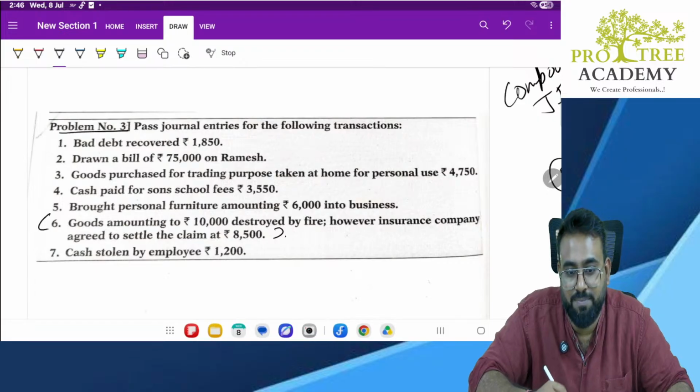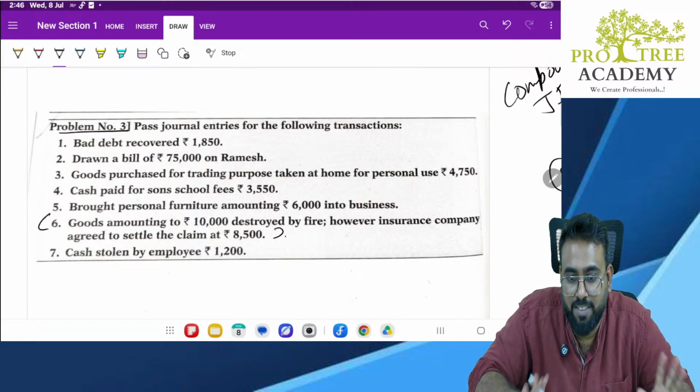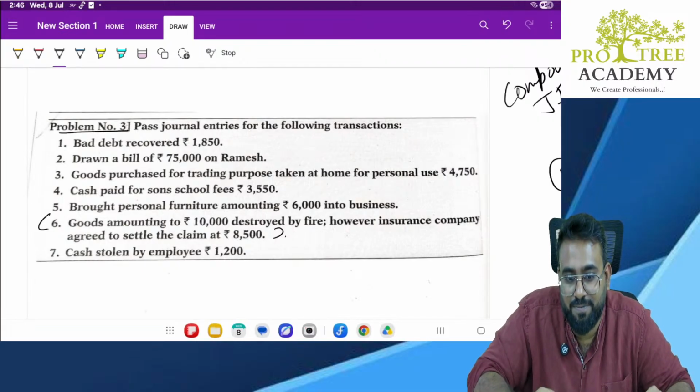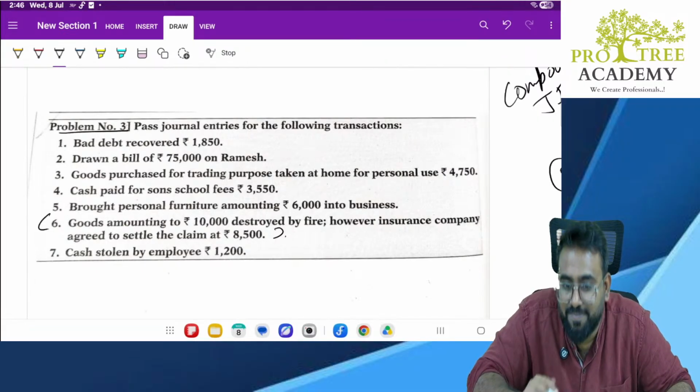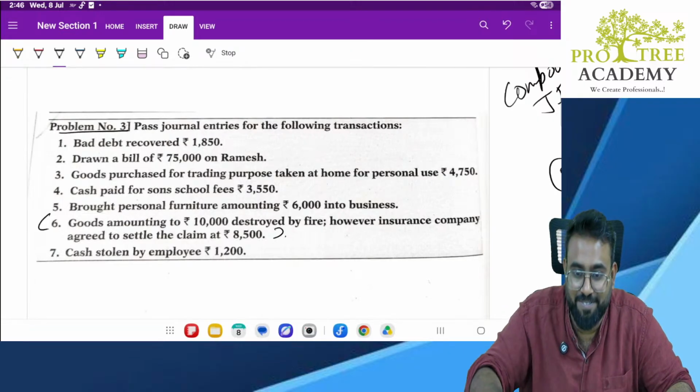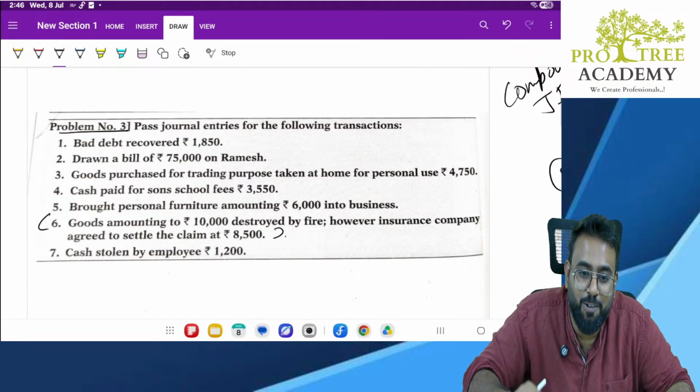You think about it. You lost goods worth 10,000. You received money worth 8,500. How much is actually your loss? That you see how you want to account.